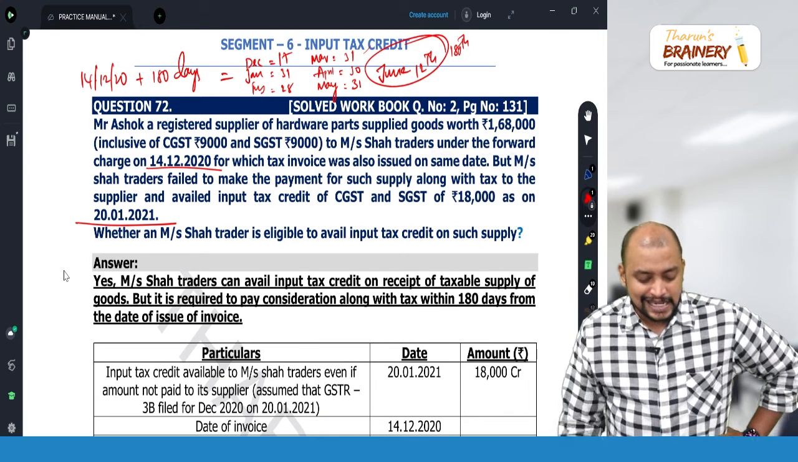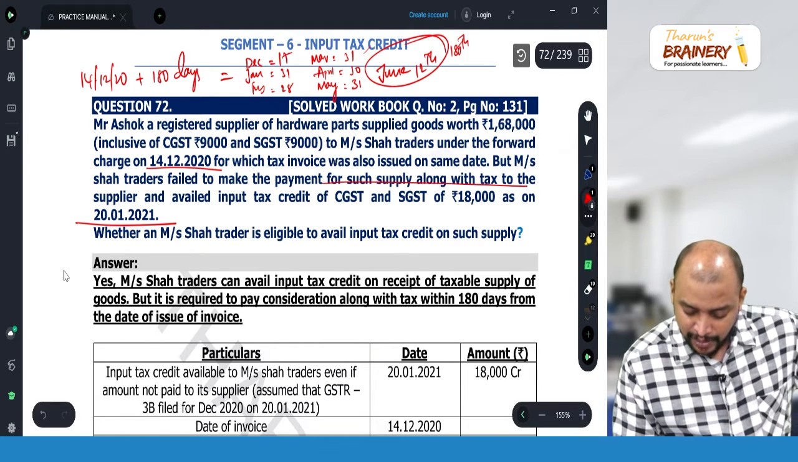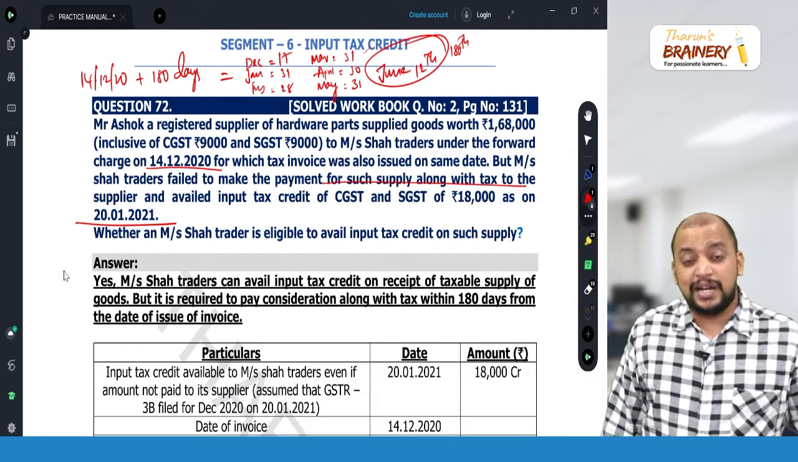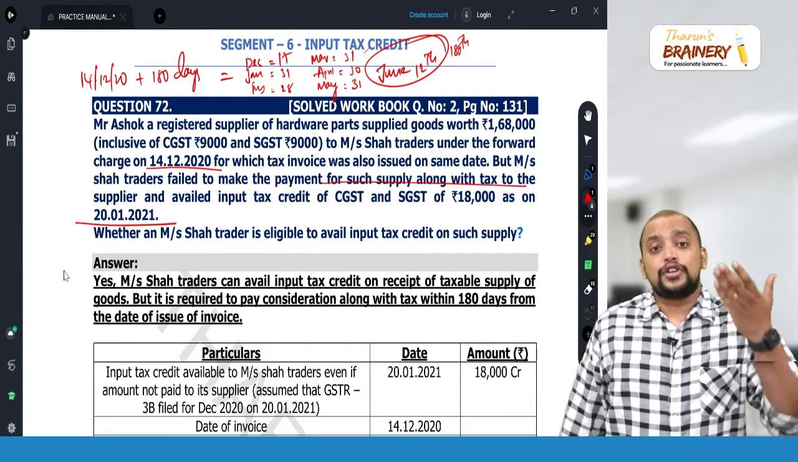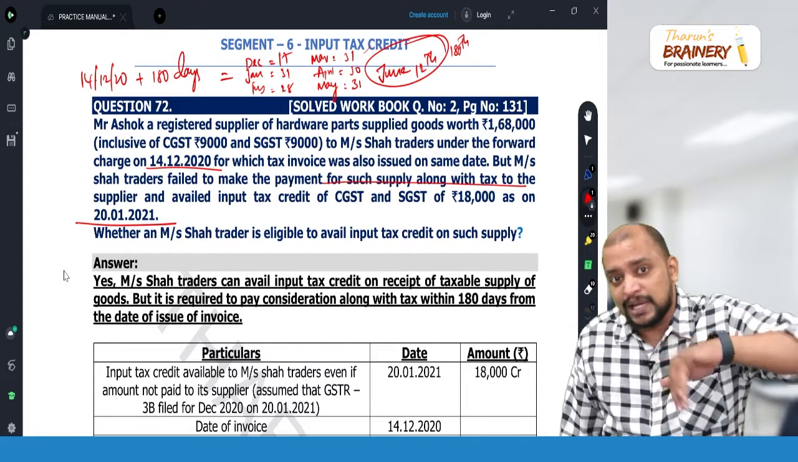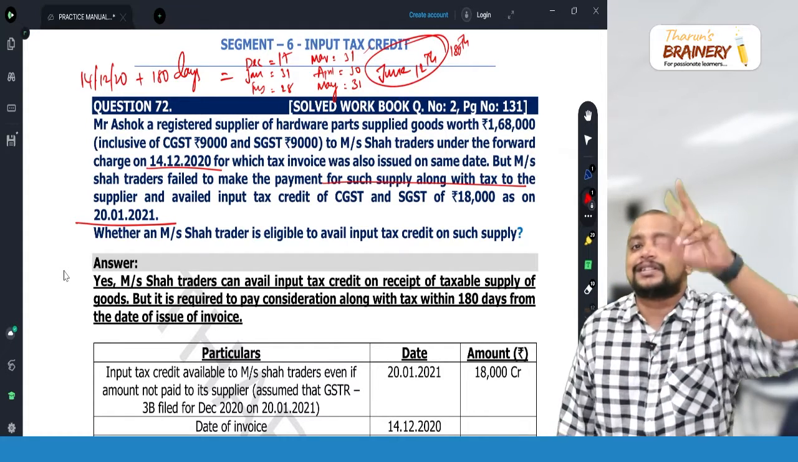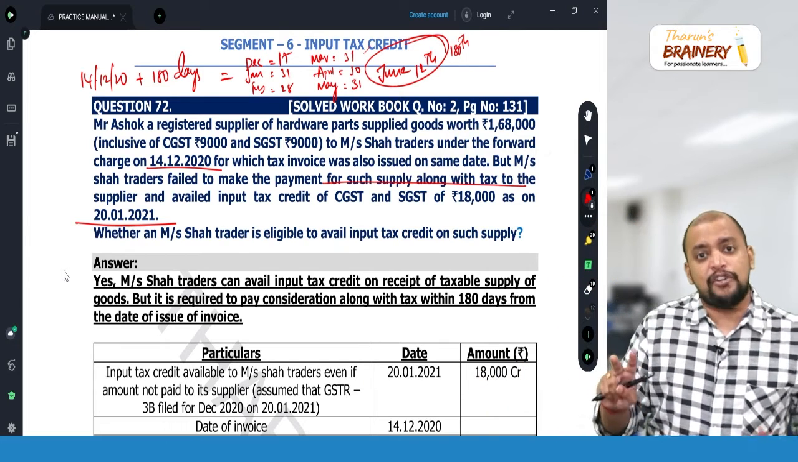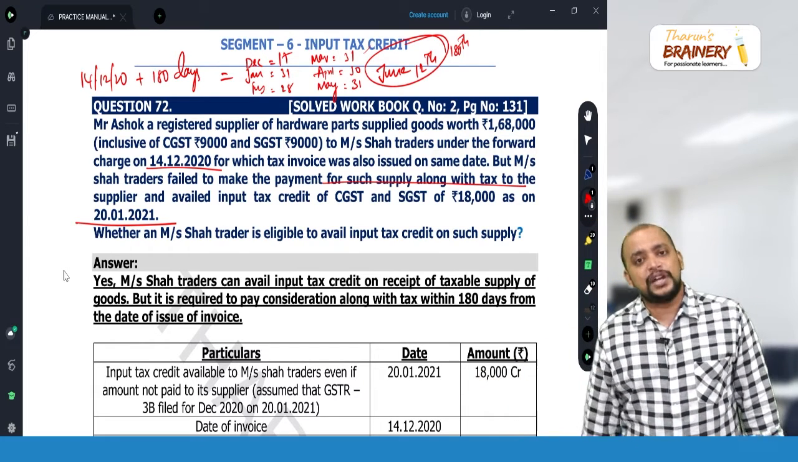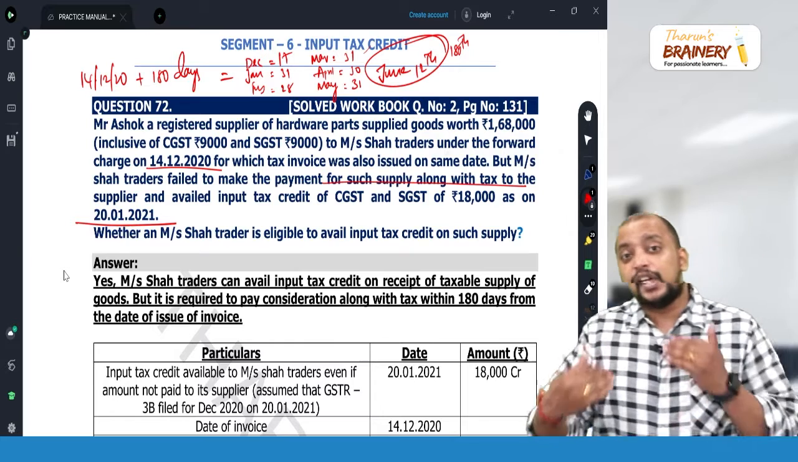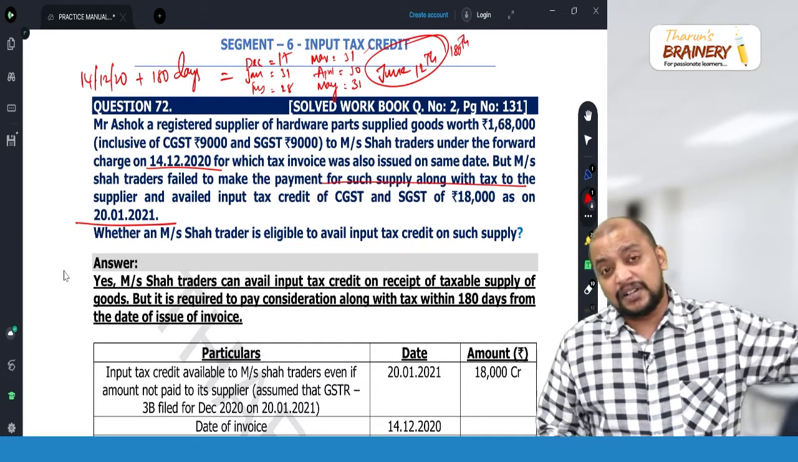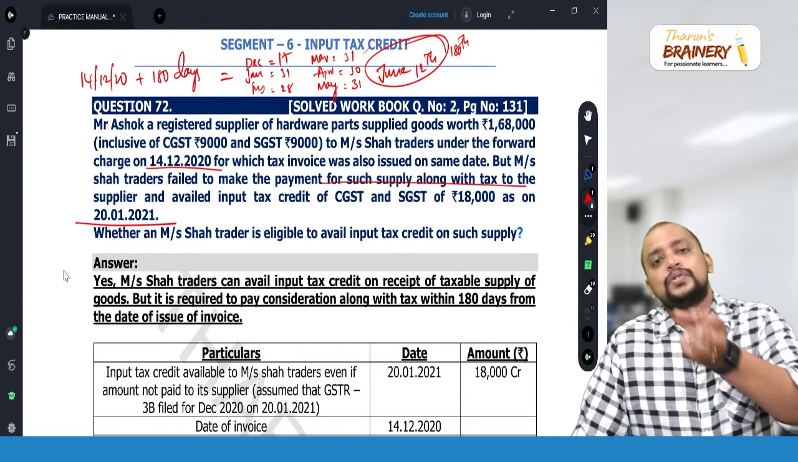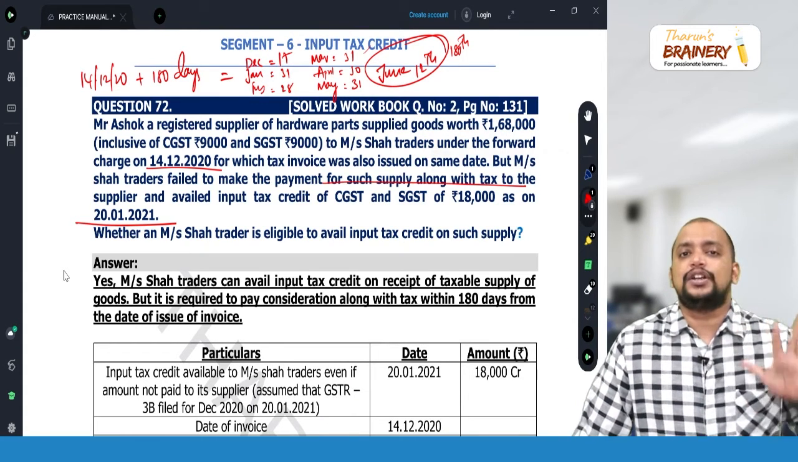But if Messrs. Share traders fail to make the payment for such supply along with tax to the supplier, which means that by June 12th the payment is not made, then for the June month we will file GSTR 3B, and in that GSTR 3B we need to reverse the credit. For the June month, when will we file GSTR 3B? By 20th of July. In that we need to show it as a reversal. What is the date of availment of ITC? 20th Jan. What is the date of reversal of ITC? 20th July. Now for that period we need to compute the interest.